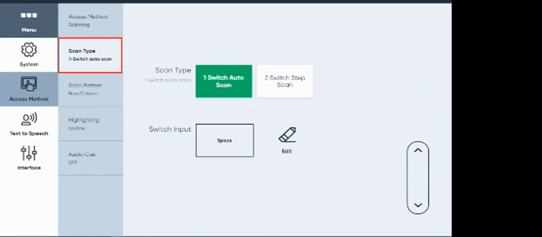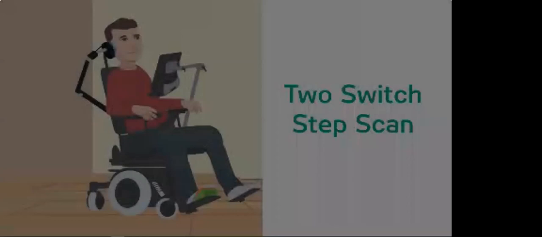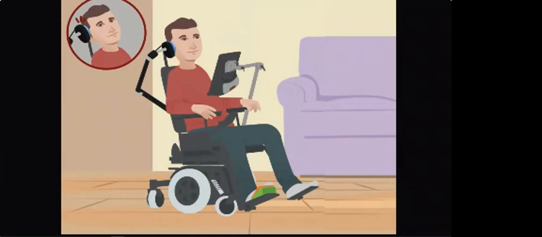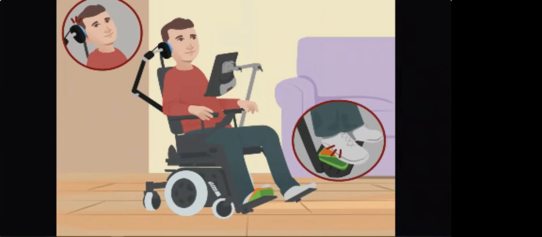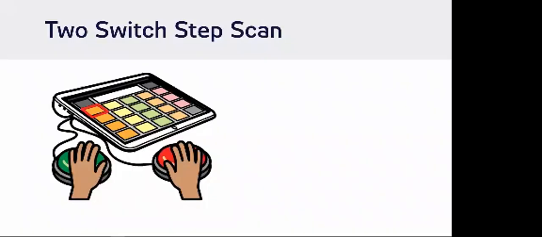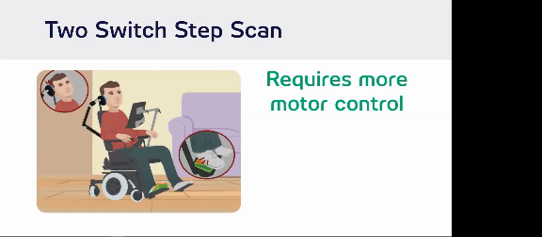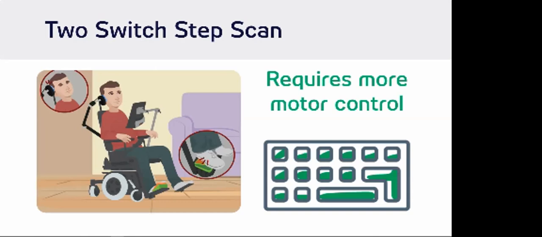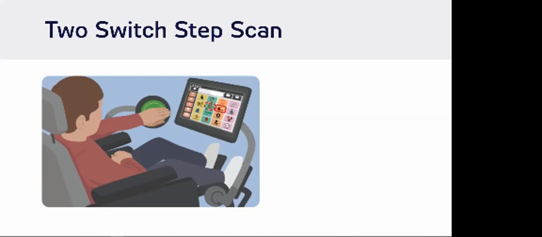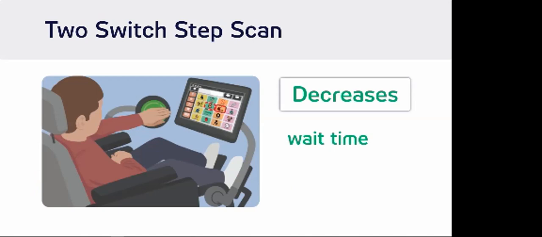Back to scan type, the other option is Two Switch Step Scan. Ryan uses Two Switch Step Scan. He uses one switch to move the highlight at his own pace and a second switch to make a selection. Two Switch Step Scan requires more motor control. The user needs two switch sites or enough control to hit a single switch, like a keyboard, in two different ways. Since the student progresses the scan at their own pace, two switch scanning decreases wait time. It also decreases the need for exact timing when hitting the second switch.